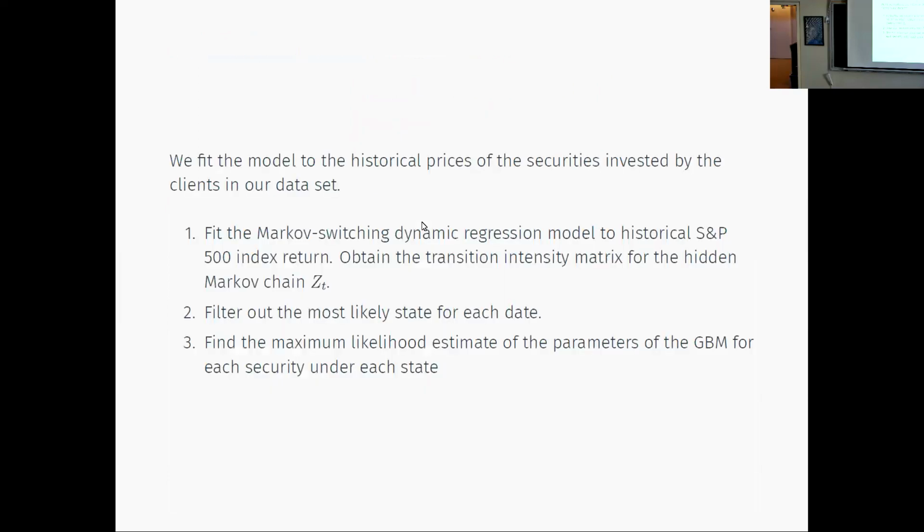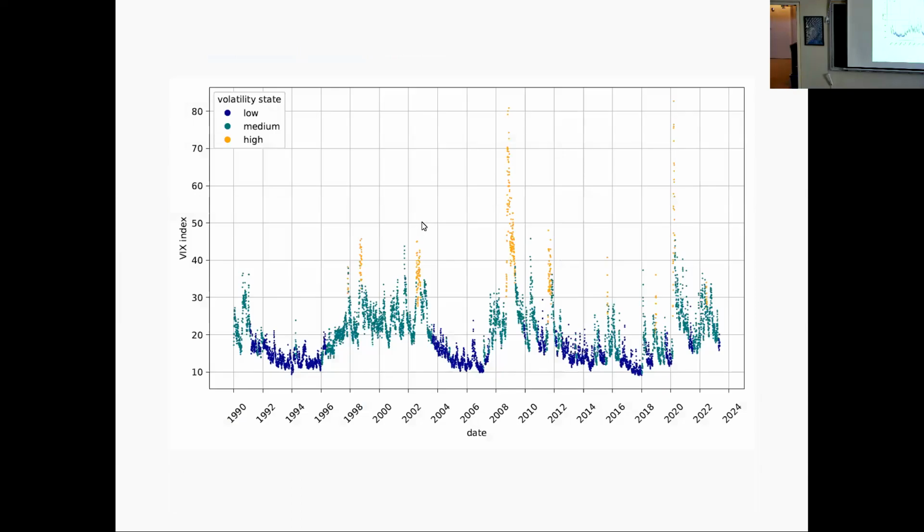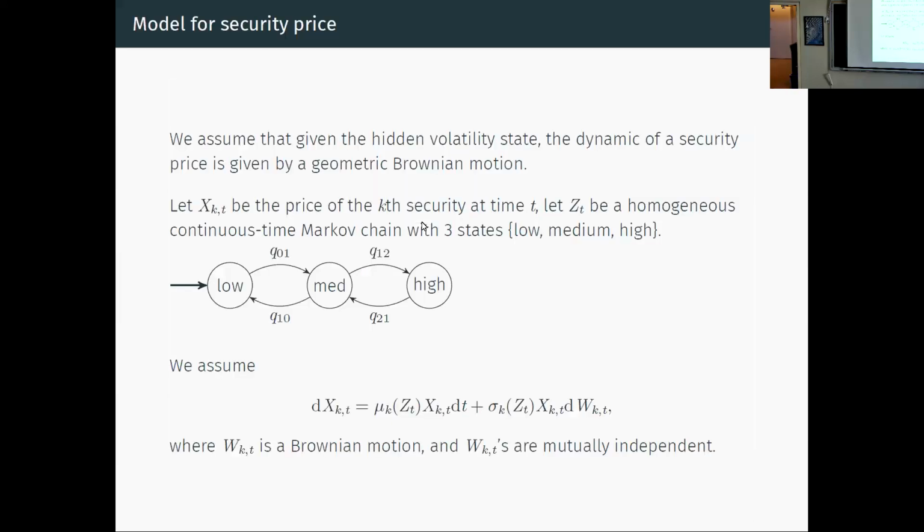And if we go back to this plot, we see that these high volatility states usually happen during a market crash. Okay, so for the three states, low volatility and medium volatility are likely for normal times, and for high volatility, it is likely some market crash or major market downturn.